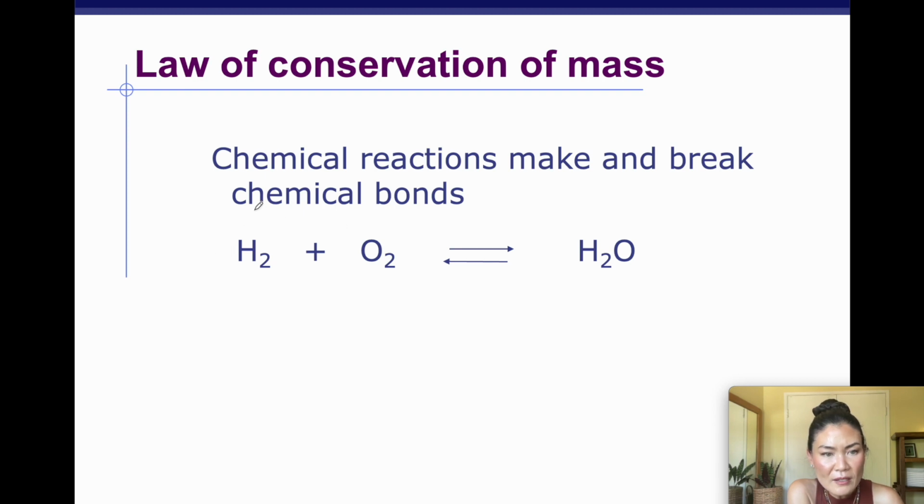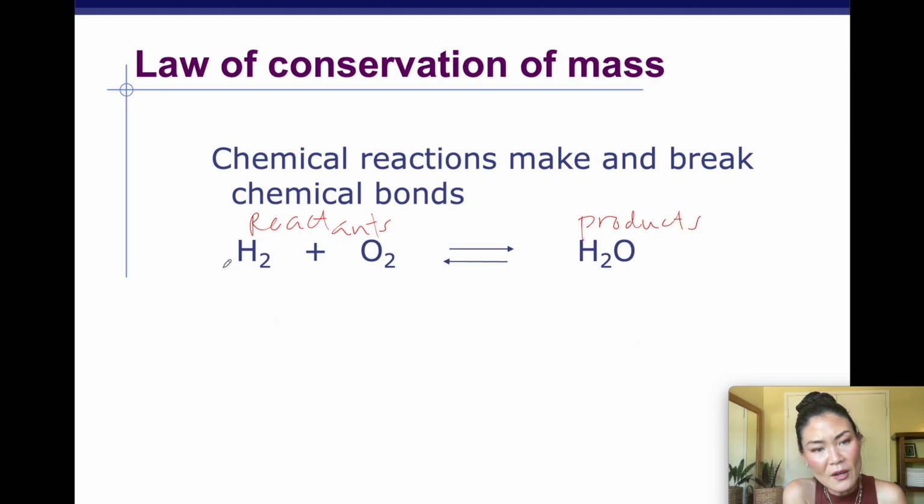So the reactants are the molecules that the reaction starts with. And then you have the products. The products are what you end up with after the chemical reaction. And so when you count the number of atoms on the reactant side of a reaction, they have to equal the number of atoms on the product side.